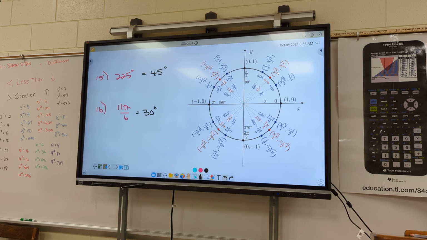On 20, so how far do we go? Will that always work? 360 or 180? The one that's closest. The closest x-axis to it. So either 180 or 360, whichever is closer.